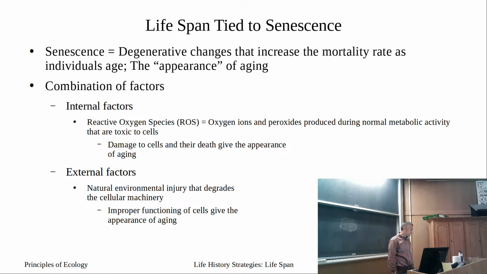So both of these are tied to damage to the cells, damage to the cellular machinery. And one could be more dominant today and the other could be more dominant tomorrow. But basically, damage to our cells leads to the appearance of aging. When you have that, you're going to increase your mortality rates, and that helps to determine our maximum lifespan.